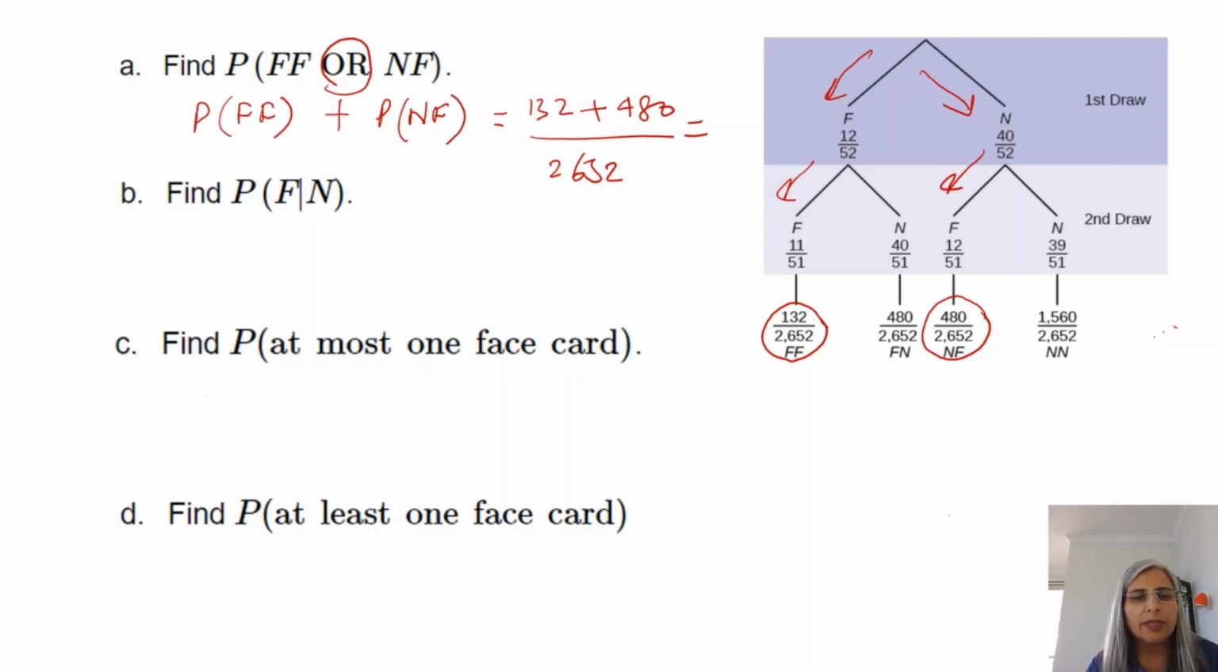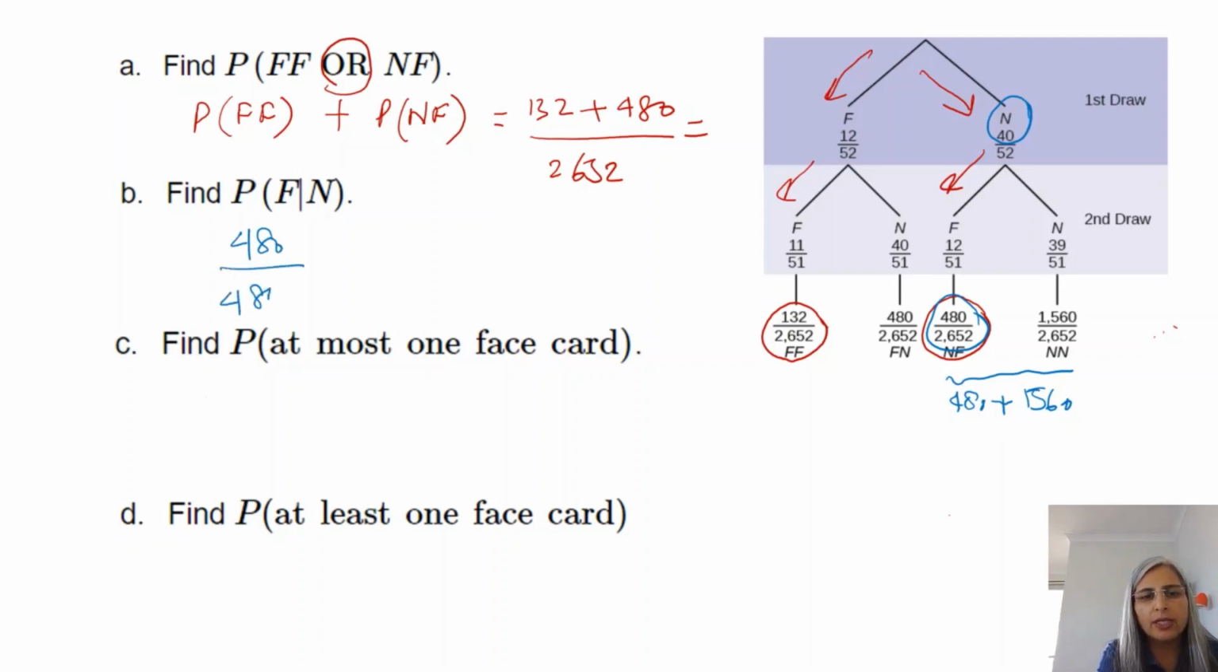In part B, we find the probability that a face card is chosen given that a non-face card has been chosen in the first draw. So we consider the first draw when a non-face card is chosen, which is this one. Now, when a non-face card is chosen, then there are two possibilities. Either the combination would be 480 or 1560. So we add them, and out of that, we want the probability when the second choice is a face card, which is this. So we are interested in 480 divided by 480 plus 1560, and I leave it to you to compute it.